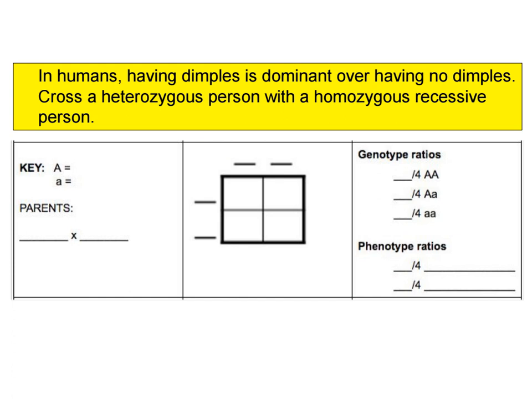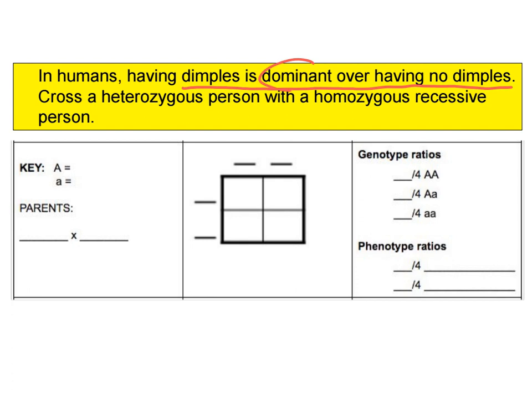In humans, having dimples is dominant over having no dimples. Cross a heterozygous person with a homozygous recessive person. The first thing I need is my key. My key is going to tell me what is dominant and recessive. And this first sentence here tells me that dimples are dominant over having no dimples.